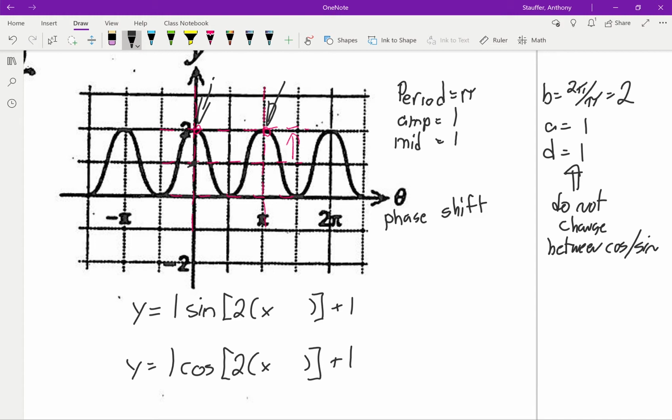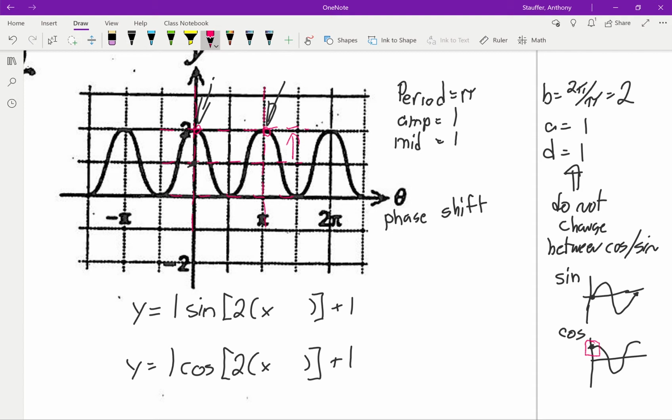Now, for the phase shift, this is where it kind of gets important. If you remember, my base sine graph started in the middle, and it went up, and then it went down. My base cos graph starts at the top, and then goes down. So, starting off with cos, because it works out easier in this case, I look for where the top of the function is, or that point right there.